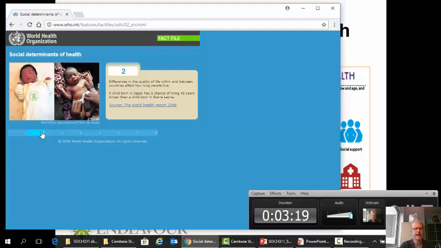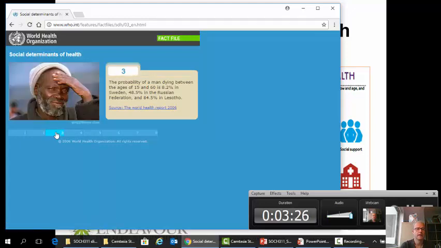A child born in Japan has a chance of living 43 years longer than a child born in Sierra Leone. The probability of a man dying between the ages of 15 and 60 is 8.2% in Sweden, 48.5% in the Russian Federation, and 84.5% in Lesotho.